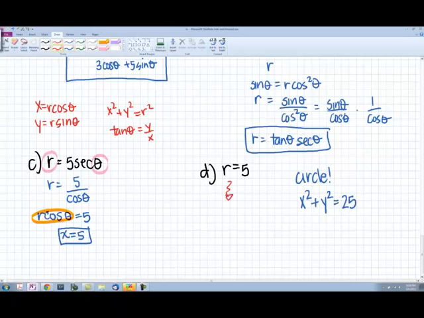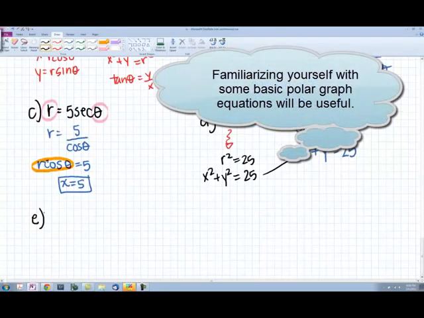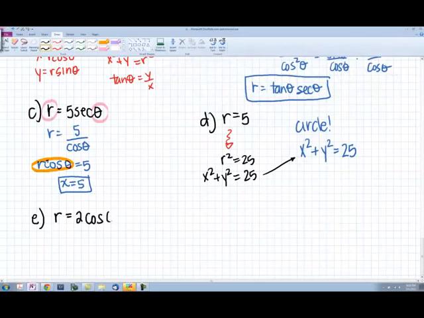Now how else could we have done this? Well, you could have squared both sides. r squared equals 25, and we know that x squared plus y squared equals r squared. So then we get the same equation. Now we're going to try two more. For the second to last one, it's going to be r equals 2 cosine theta.